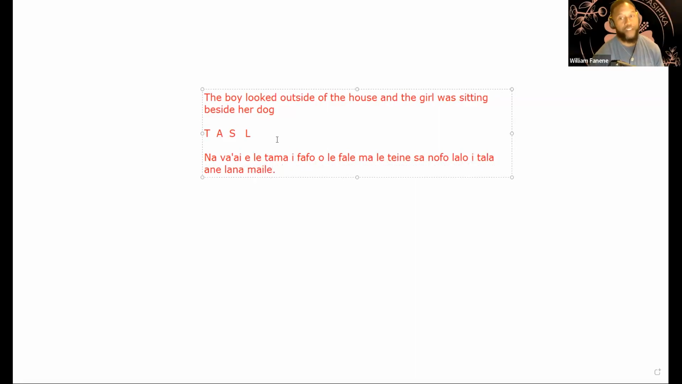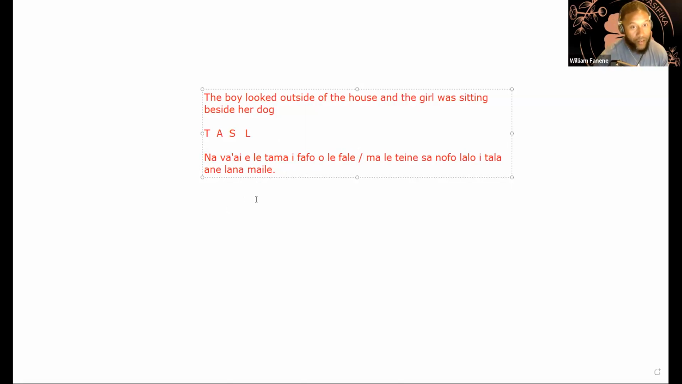Oh yeah, this is great. So there's a few different things we need to clean up and I need to hurry because we don't have much time. So let's take it in pieces, okay? So na va'ai and then le tama i fafo o le fale. All right, so we have our tense, we have our action, we have our subject, and then we have our location, i fafo o le fale. So let's just look at it with just that part right there. So what would we change about this right here?